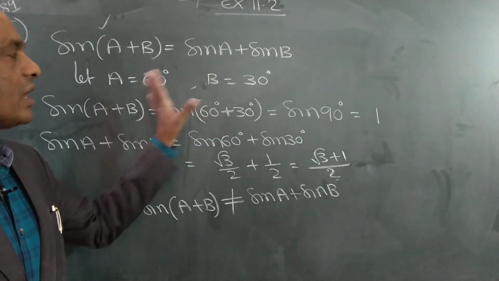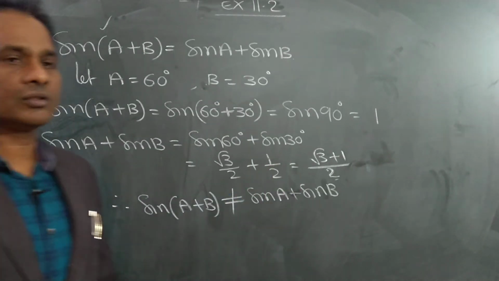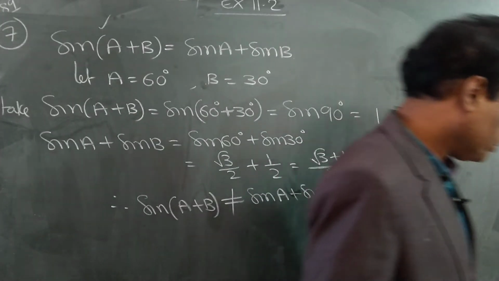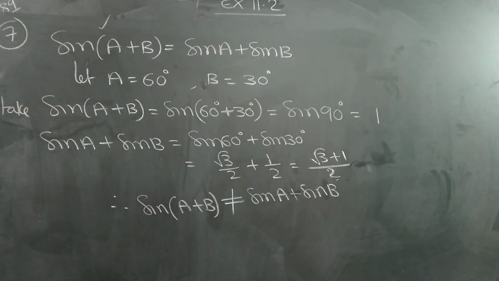60, 30, I took this. Don't take 0. If you take 0, there will be some confusion. Okay, write down. 60, 30 will be convenient. Take 60, 30 only.